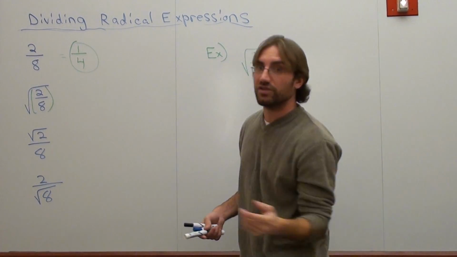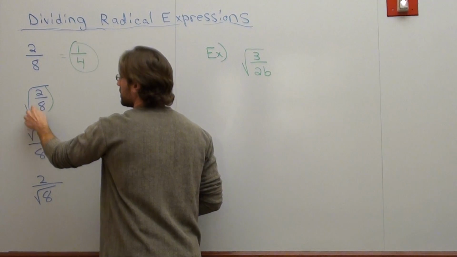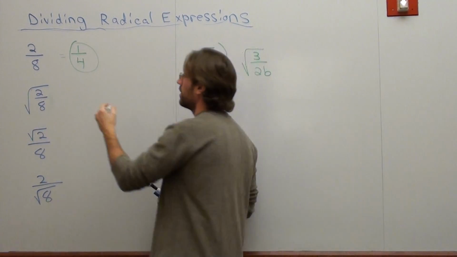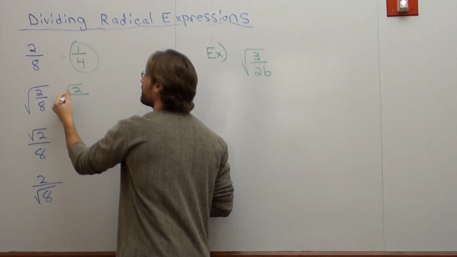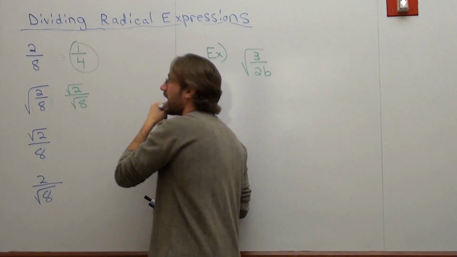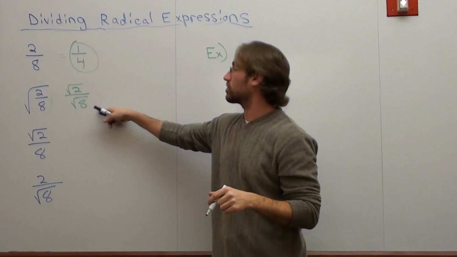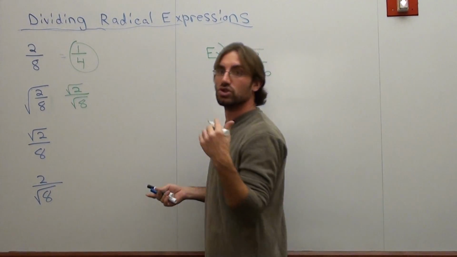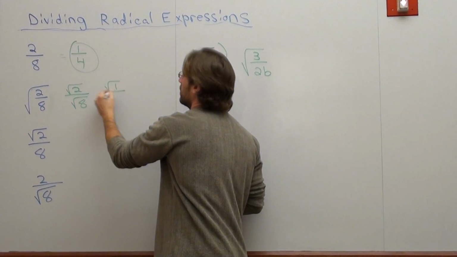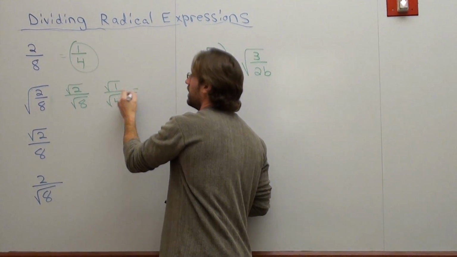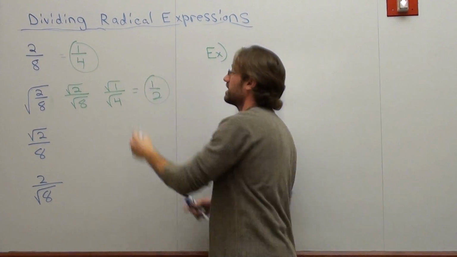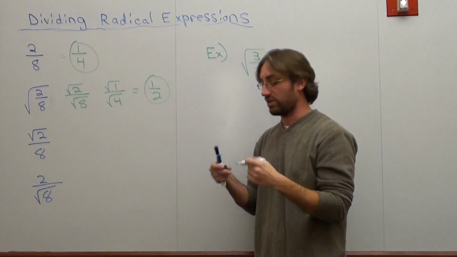Instead of reducing the fraction under the square root, the whole fraction is under the square root, you can go ahead and split it into square root 2 over square root 8. And it works the same way. 2 over 8 is 1/4. Square root 2 over square root 8 is square root 1 over square root 4. And then square root of 1 is 1. Square root of 4 is 2. And it's the same exact answer that we did, except it was a different way.